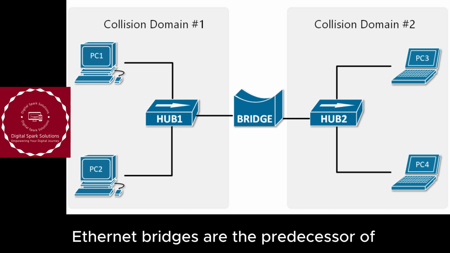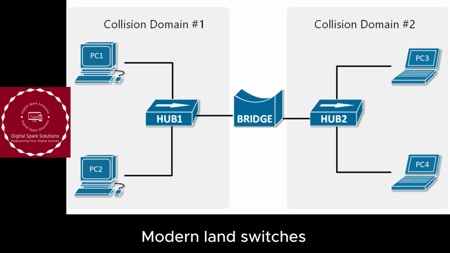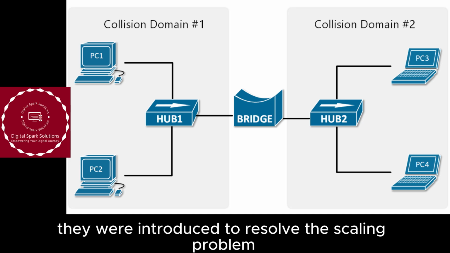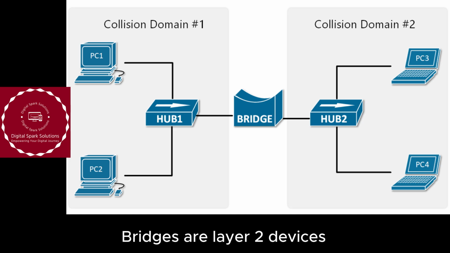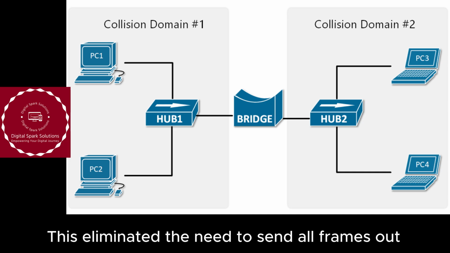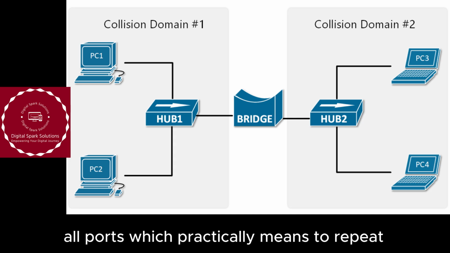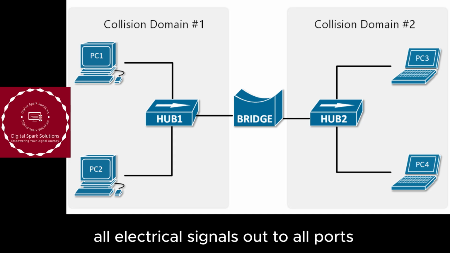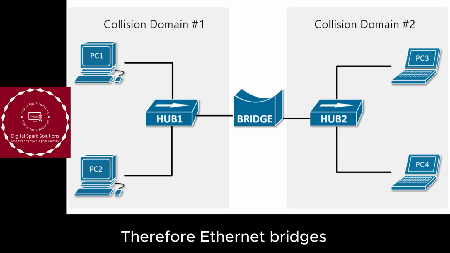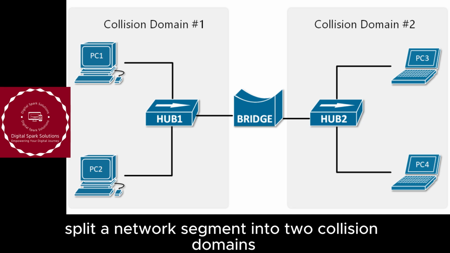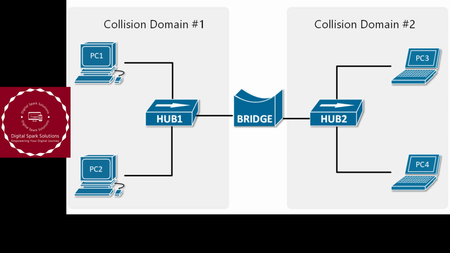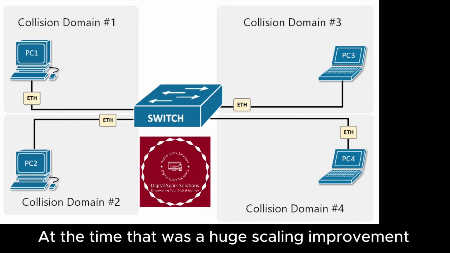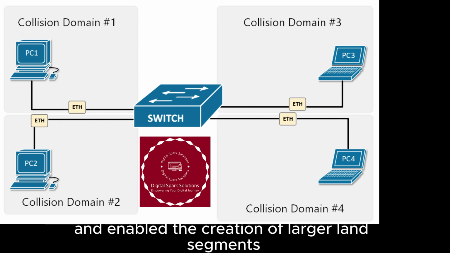Ethernet bridges. Ethernet bridges are the predecessor of modern LAN switches. They were introduced to resolve the scaling problem with shared segments and collisions. Bridges are Layer 2 devices, which means they can read the Ethernet header of the frames they forward and take decisions based on the information in the headers. This eliminated the need to send all frames out all ports, which practically means to repeat all electrical signals out to all ports. Therefore, Ethernet bridges split a network segment into two collision domains, as shown in Figure 4. At the time, that was a huge scaling improvement and enabled the creation of larger LAN segments.